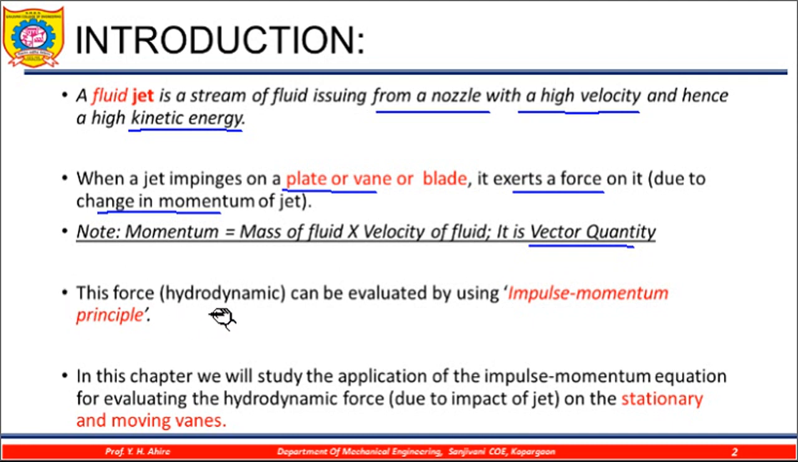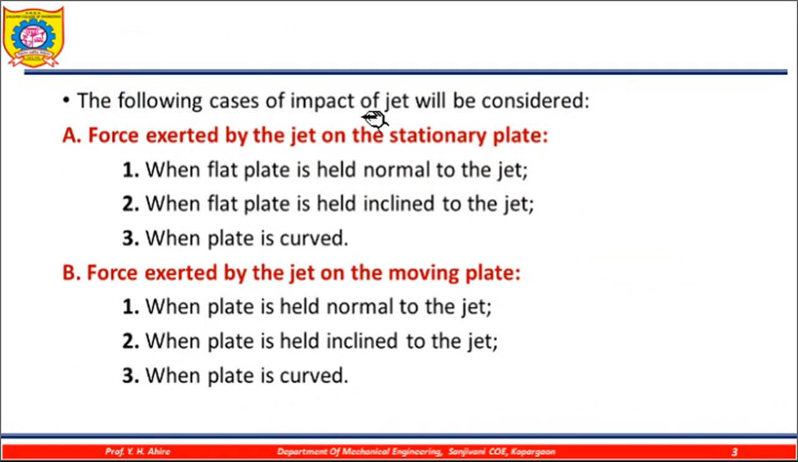This force is classified as hydrodynamic force, and can be evaluated by using the impulse momentum principle. This we have seen in the last lecture. So in this chapter we will study the application of the impulse momentum equation for evaluating the hydrodynamic force due to the impact of jet on the stationary and moving vanes. So first we will see stationary vanes. So the following cases of impact of jet will be considered.